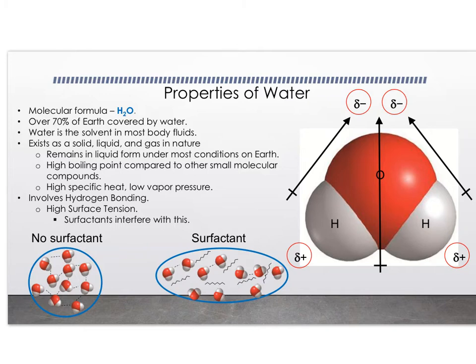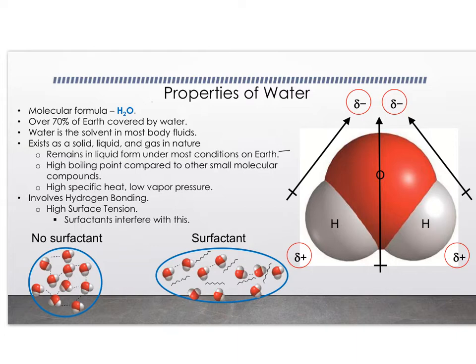The molecular formula of water is H2O, so you have two hydrogens bonded to one oxygen. This is an extremely important part of life because it covers over 70% of the earth, and most solvents in our body fluids utilize water. Hence, if we don't drink any water, we become dehydrated, and that could cause serious complications. Water can also exist as a solid, a liquid, or a gas in nature, and most of the time it remains liquid under most conditions on Earth.